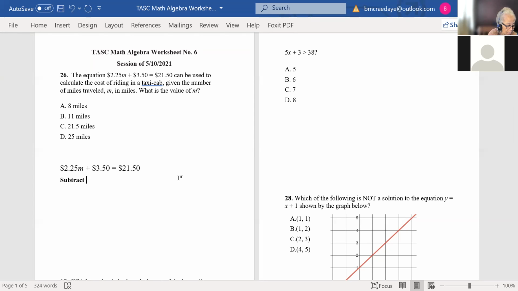Subtract 3.50 from both sides. So that's your first step. Do that, and then you deal with your 2.25. Okay, subtract 3.50 from both sides.